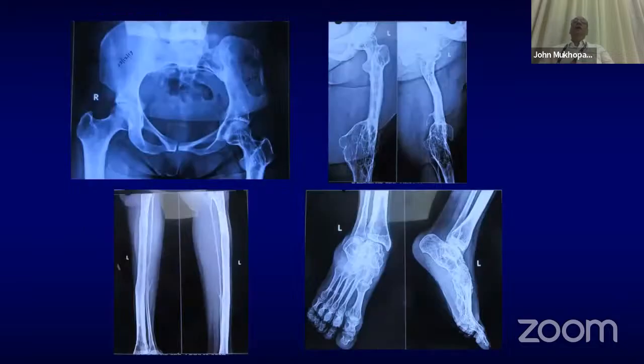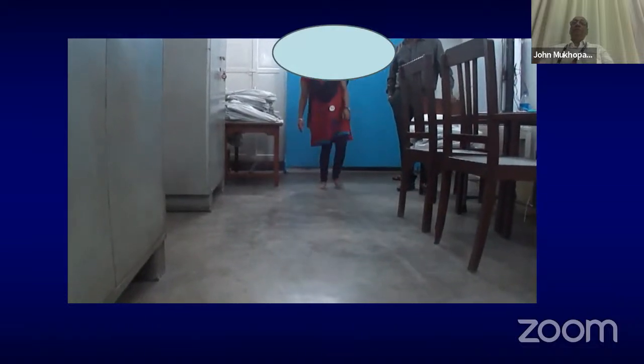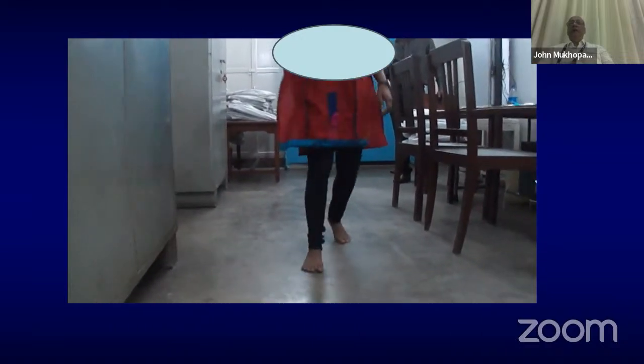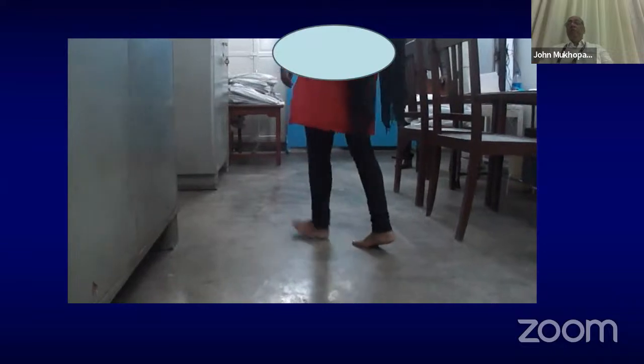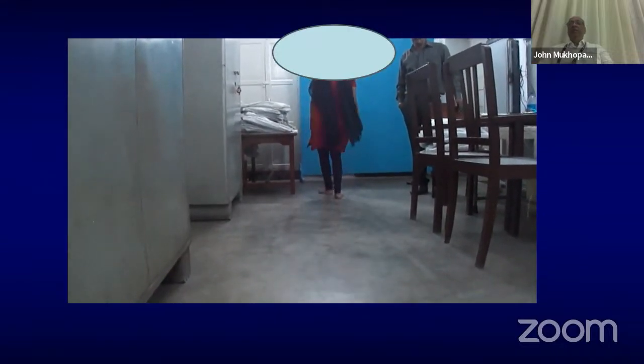This is as late as 2019. So this is now a 12-year follow-up. This is her at this stage. Not great, but at least she's able to walk. You can see this is her gait at this stage. So she does walk with a limp, but she's able to walk and she's managing with this. She's got a foot deformity, which I said we need to correct, but she's managing on that and she's quite happy with that.